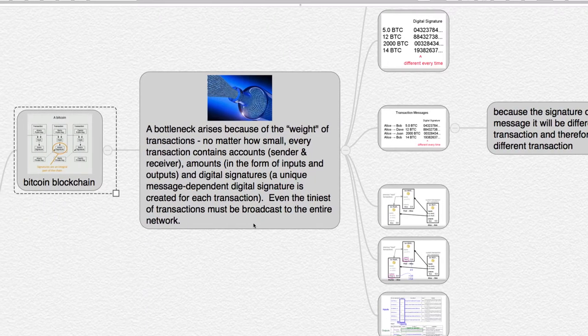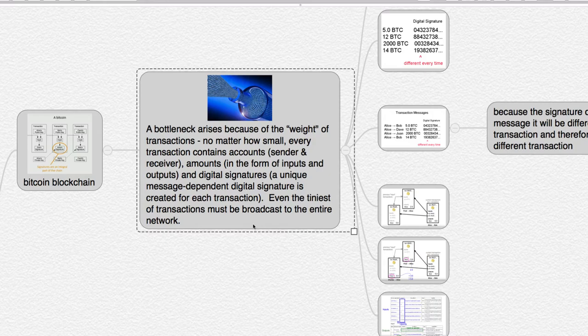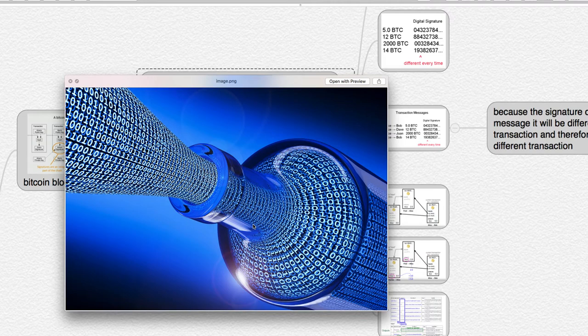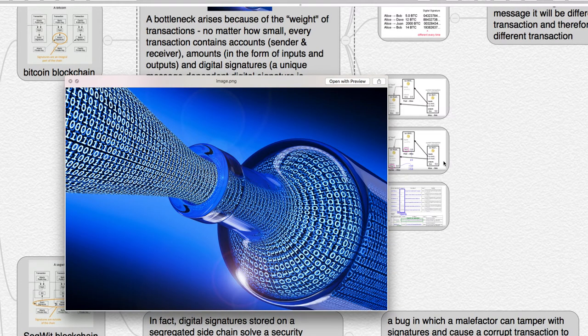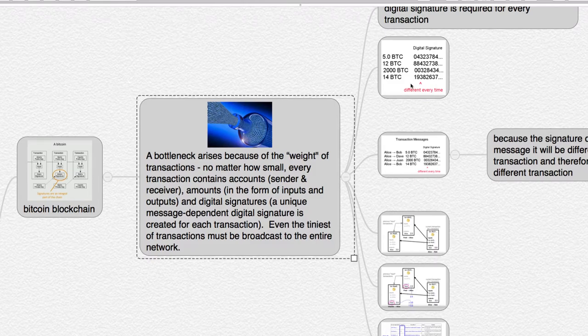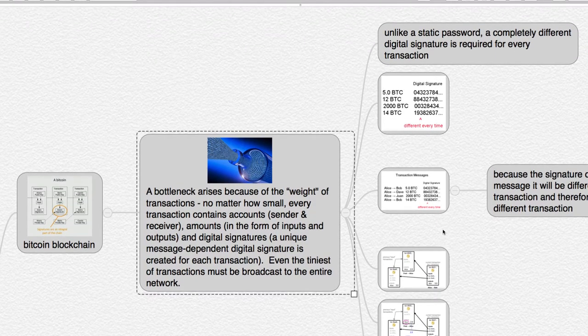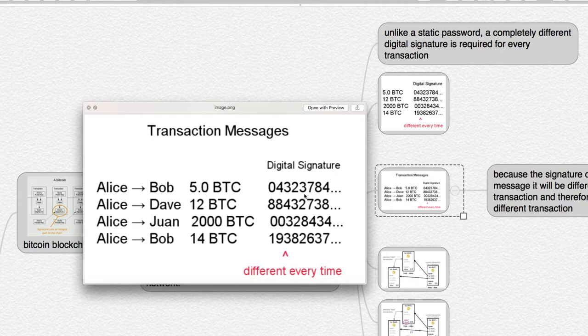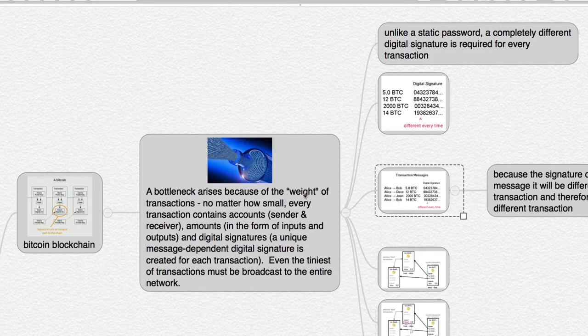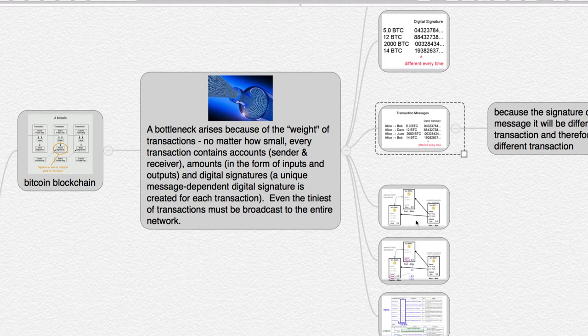Now, when I say that transactions are heavy, there's a bottleneck in the Bitcoin blockchain because of the weight of these transactions. What is the reason for this bottleneck? The reason is that no matter how small the transaction is, every transaction has to contain accounts, a sender and receiver, amounts in the form of inputs and outputs, and those digital signatures that we just talked about. So the accounts are from whom and to whom the transaction goes, for example, from Alice to Bob, from Alice to Dave. The amounts are the number of Bitcoins, and then the digital signature is that code of the hashing of the combination of the sender's private key and the recipient's public address. So all those things have to be on a single transaction, and that gets pretty heavy. There's a lot of data there.